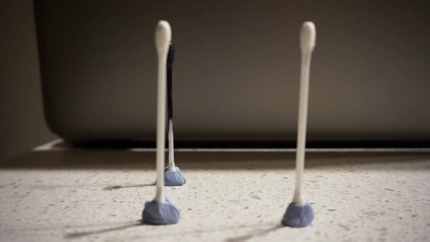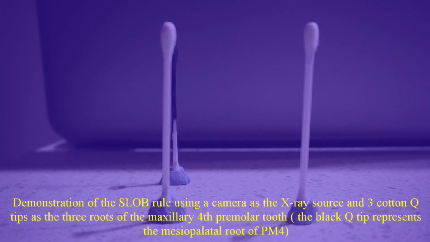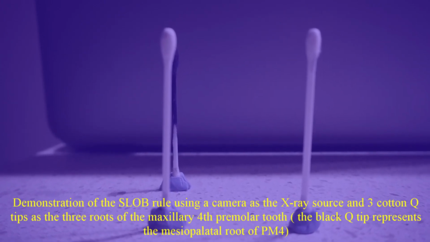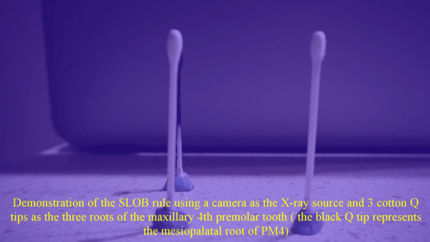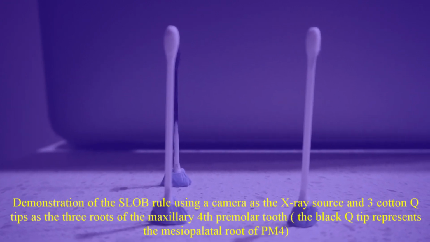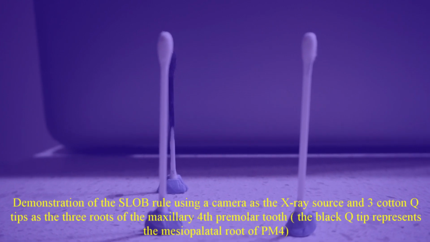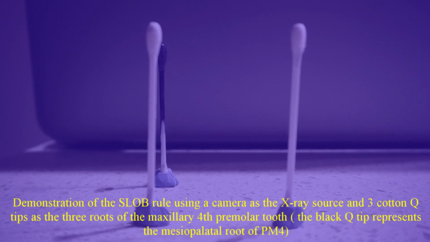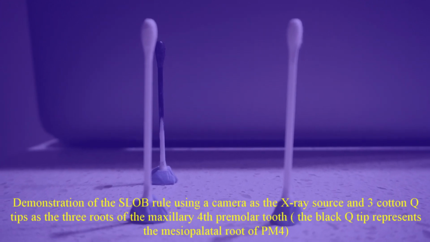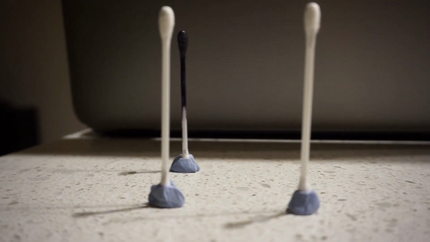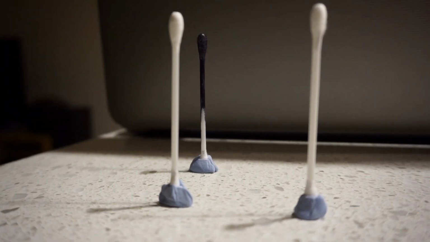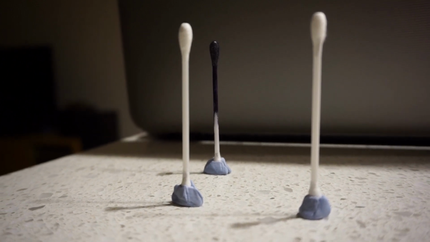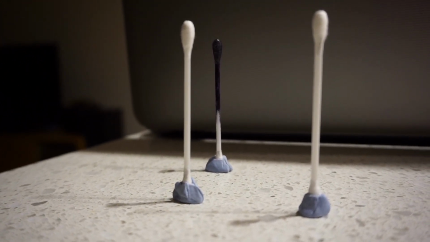Here we have a representation of the three roots of the maxillary fourth premolar. The two mesial roots, the mesiobuccal and mesiopalatal roots, are in line with each other, so they can't really be separated. If our collimator, which is this camera, turns at about 30 degrees to the caudal, you can now start to see the mesiopalatal root, the black cotton bud, appearing.